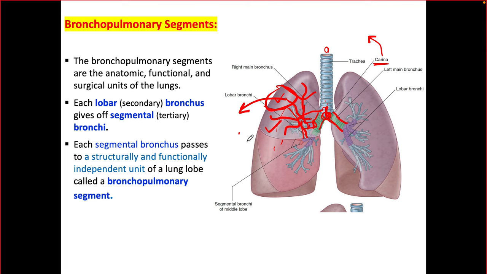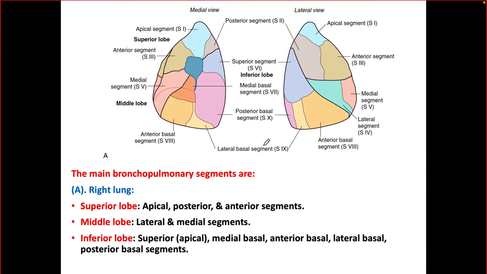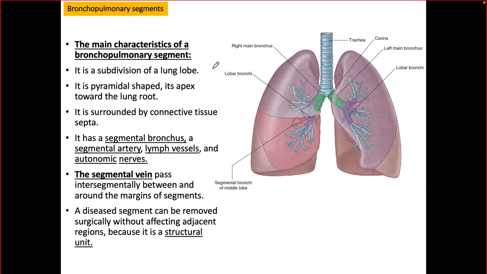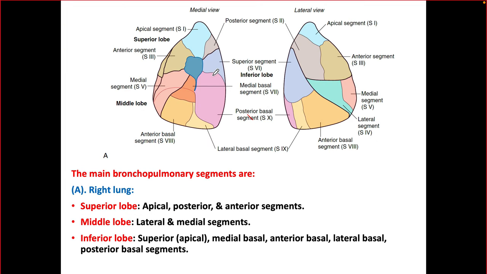Why? Because these segments, guys, are completely separated. Yes, they are connected to each other by connective tissue, but they can be removed without affecting other segments. This is the idea that I want you to know. This is number one. Now, somebody can say, how can we memorize it? I don't care too much about memorizing those segments, but I have an easy way. If you are interested, maybe later in thoracic surgery, it takes 3 minutes.